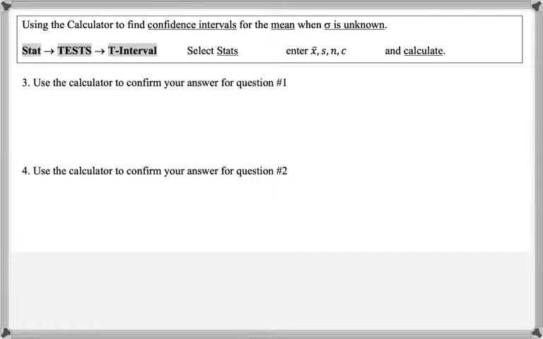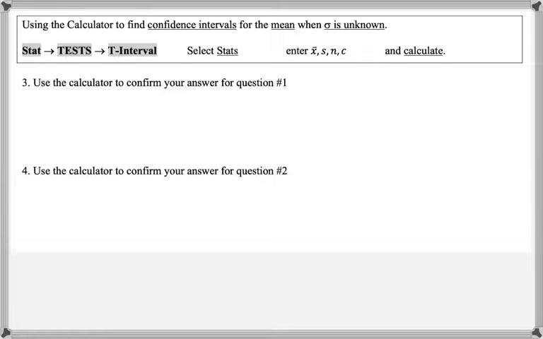Next, I want to show how we can use the calculator to find these confidence intervals. And it's very similar to the previous section, only instead of using the z-interval, we are going to be using the t-interval. So number 3 says, use the calculator to confirm your answer for question 1.